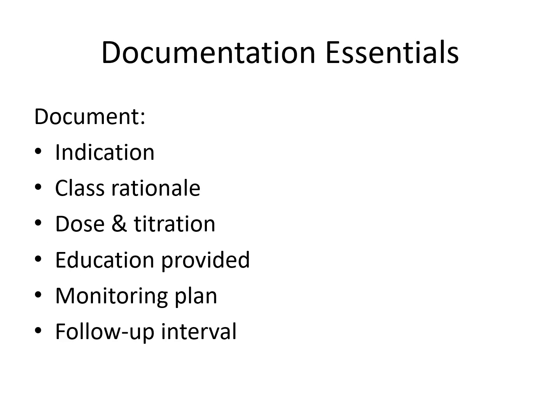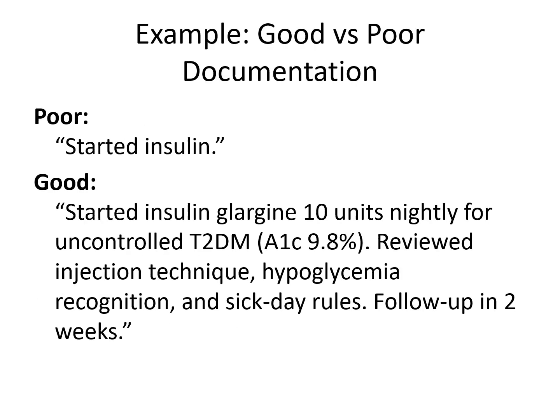We've seen this before, but just to remind you, any documentation has to include indication, class rationale, dose and titration if indicated, education provided to the patient, your monitoring plan, and the follow-up interval when you plan to see the patient back. A poor documentation would just be to write started insulin. A good and clear documentation would say started insulin glargine, 10 units nightly for uncontrolled type 2 diabetes, A1C is 9.8, reviewed injection technique, hypoglycemia recognition, and sick-day rules, follow up in 2 weeks.